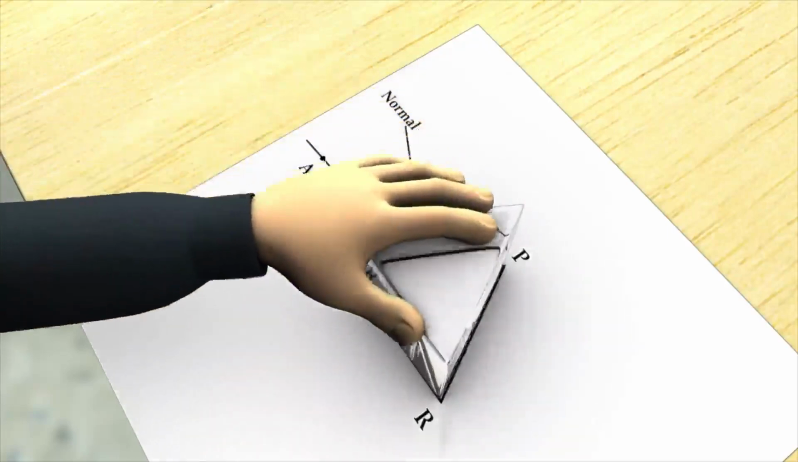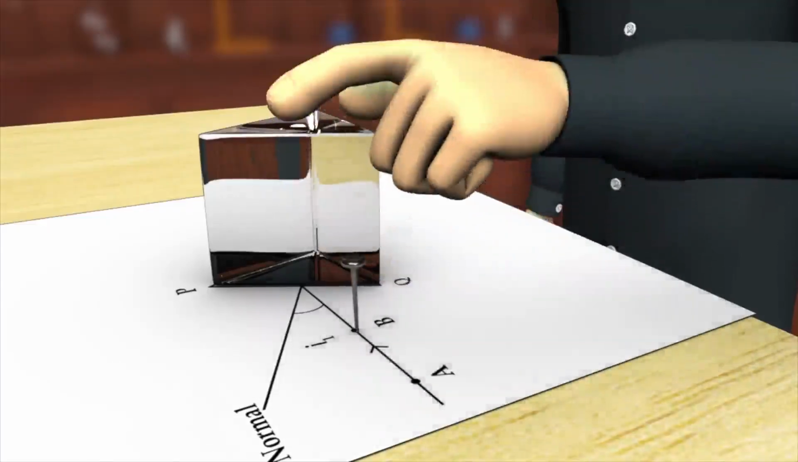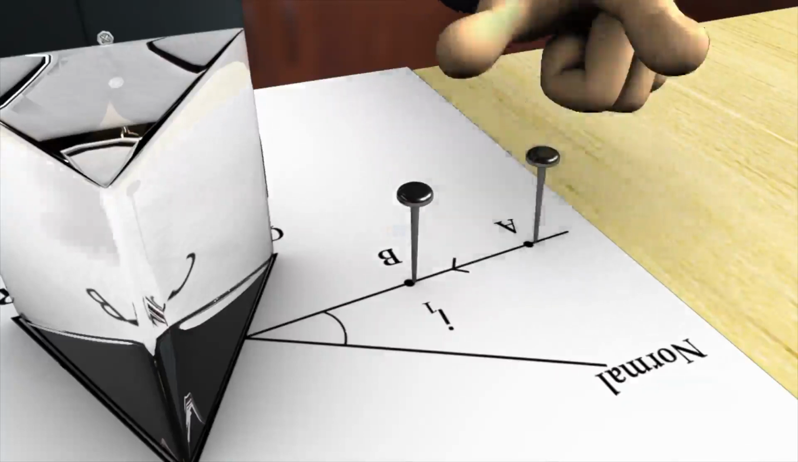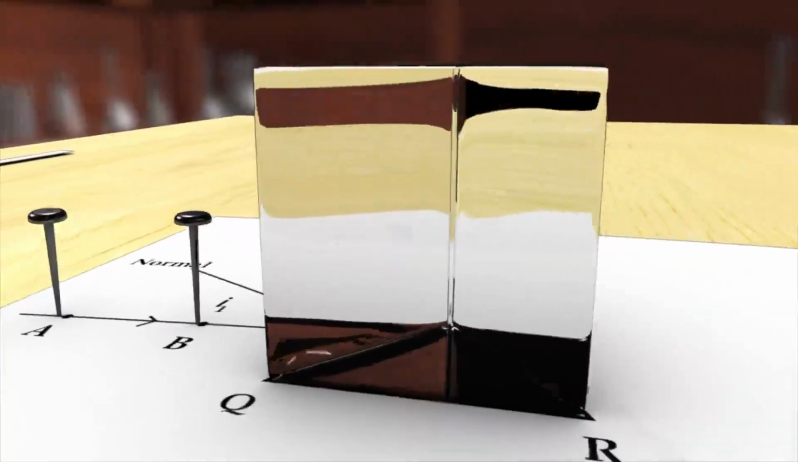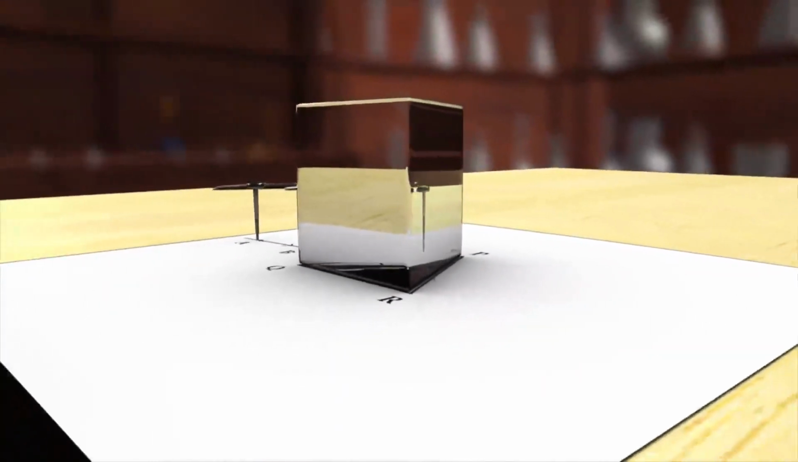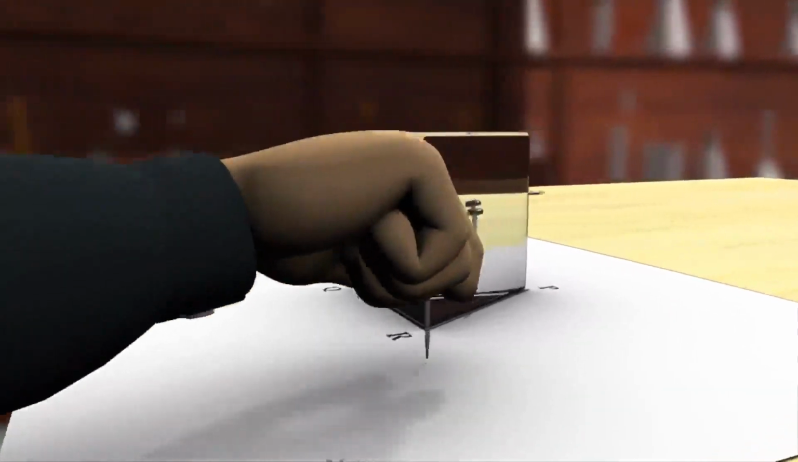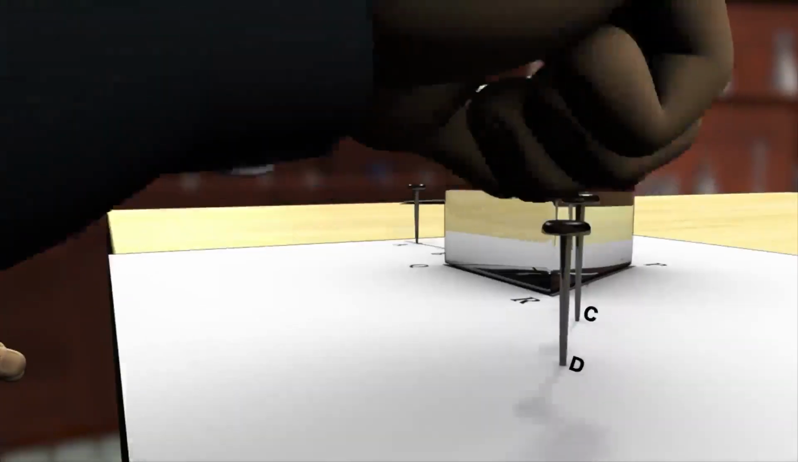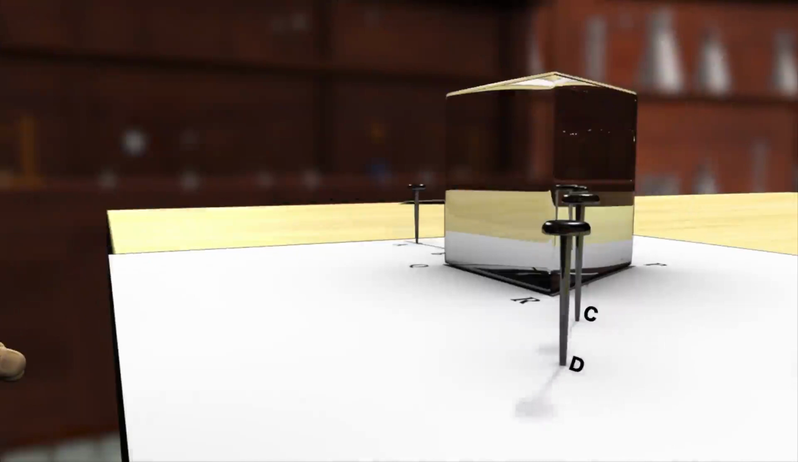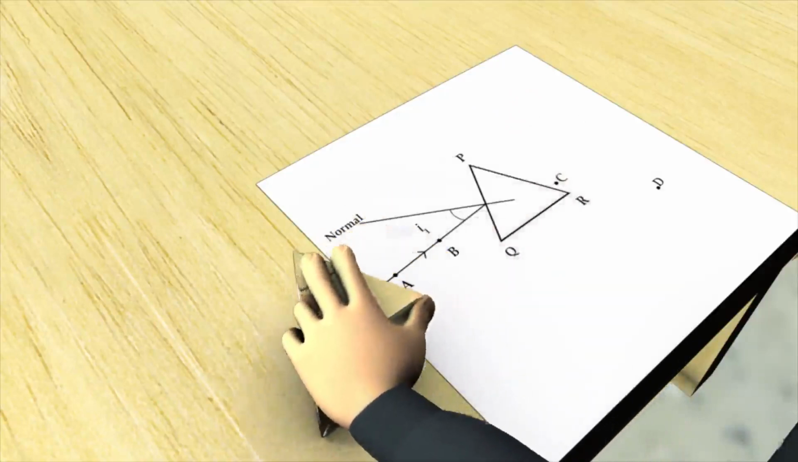Place the prism in its position again. Now, fix two pins vertically on the line at points A and B. Look for the images of the pins through the prism from the other side, PR, and fix the other two pins at the points C and D in such a way that all the four pins appear to lie along the same straight line. Now, remove the prism and take out the pins.